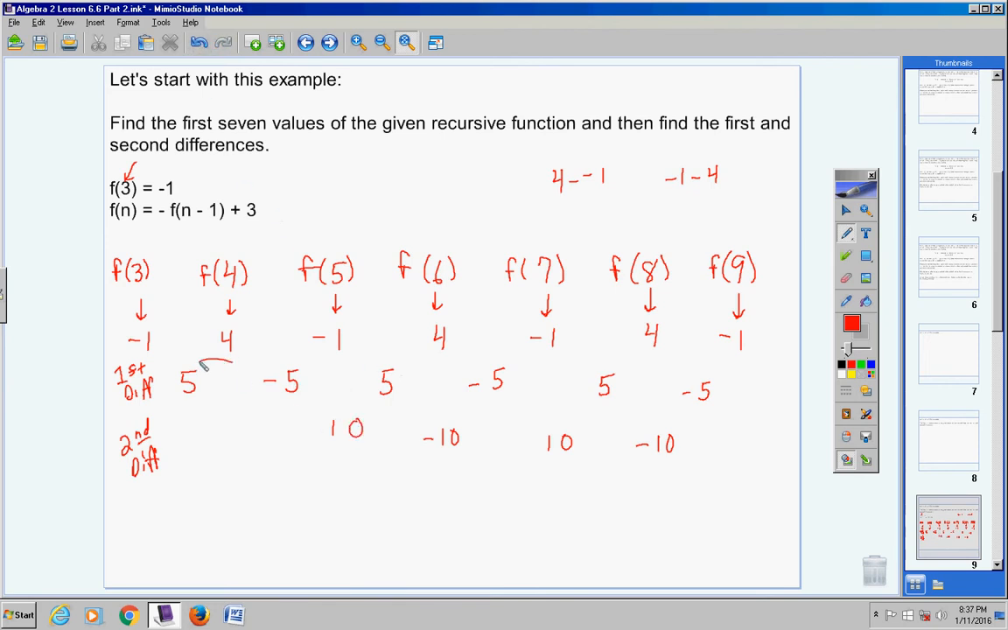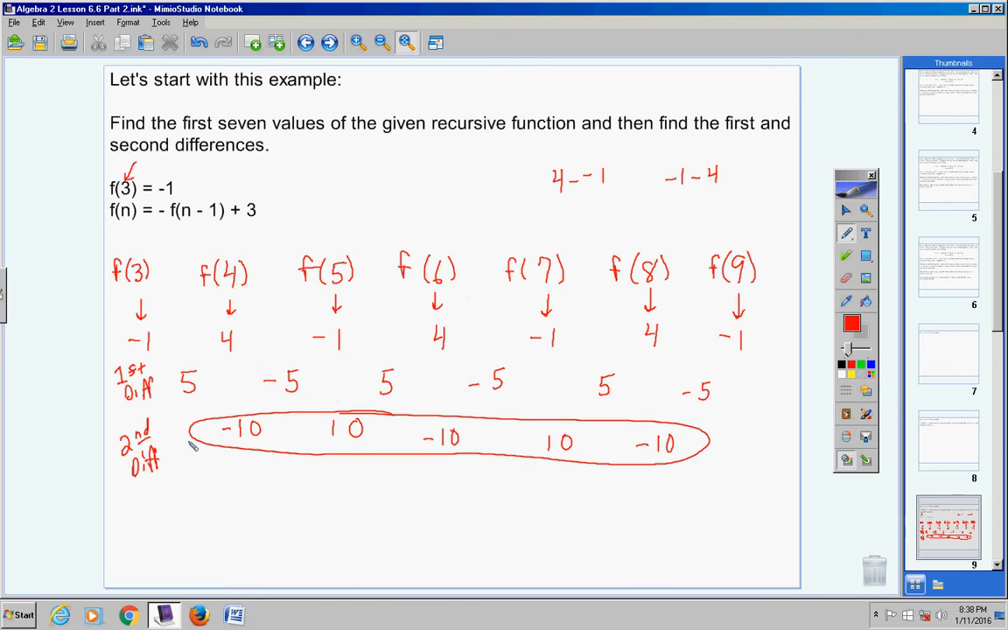And now these two numbers here. Negative 5 minus 5. Negative 10. There we go. So this row here would be your first differences. This row here would be your second differences. Now, if I asked you to find the third difference, you would do it again and again and again. Third difference, fourth difference, or excuse me, fifth difference. Okay. So, this is how you find the first and second differences.